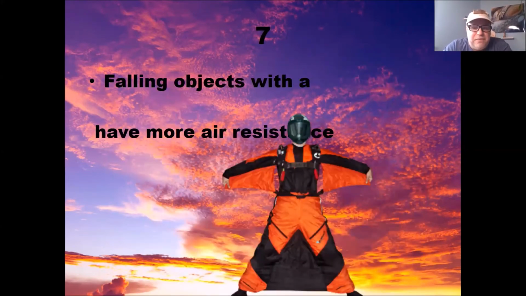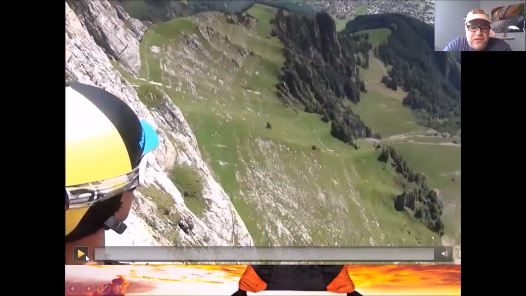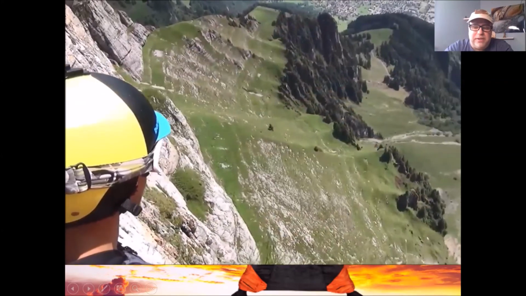Falling objects have more air resistance when there's a larger surface area, right? So the larger the surface area, the more air resistance you have. That's where we get to my wingsuit person right here. If you've ever seen one of these wingsuits, they're designed to increase surface area. And that surface area means you have more air resistance, right?